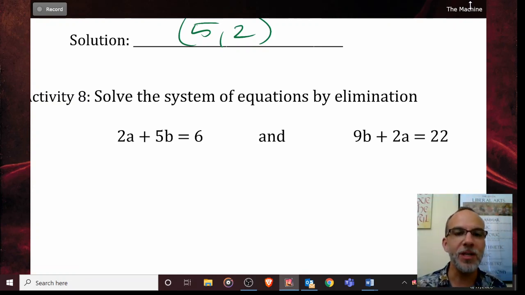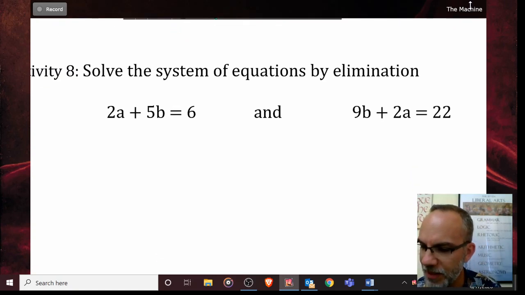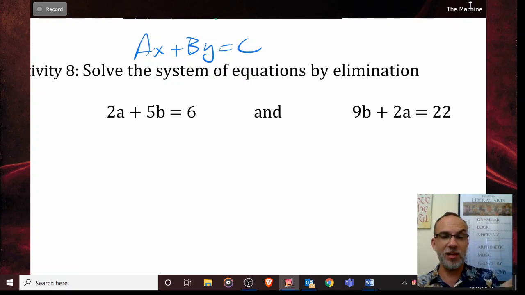So 2a plus 5b is equal to 6. What? A's and b's? Yeah, it's the same thing as ax plus by is equal to c when we were using x's and y's. When you're doing standard form and you don't have x's and y's, they need to be in alphabetical order from left to right. That's what standard form is. It's alphabetical order from left to right.